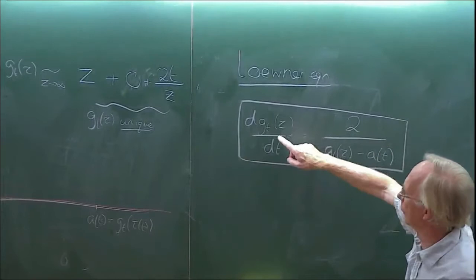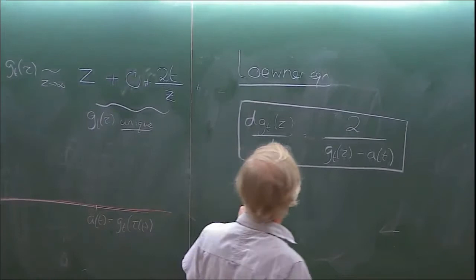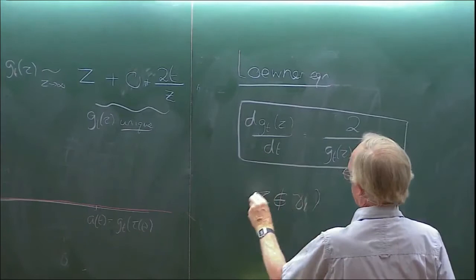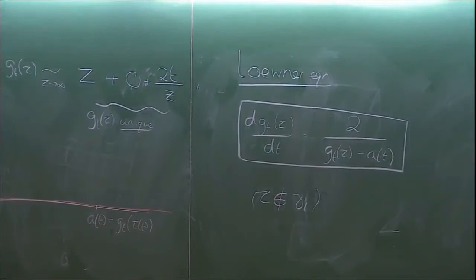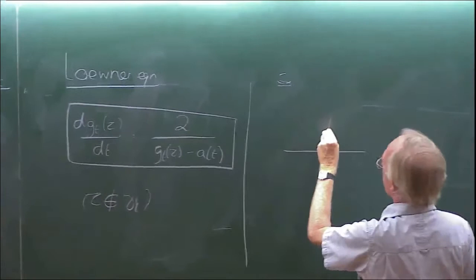So it's true pointwise in z. For each value of z we have this equation, and it's actually true for every point z which is not on the curve, not on gamma of t. Okay, so I'd like to give you just a quick idea where this equation comes from. Let's just look at one particular example. Let's look at the case of a curve which is just going straight up, starting at the origin.